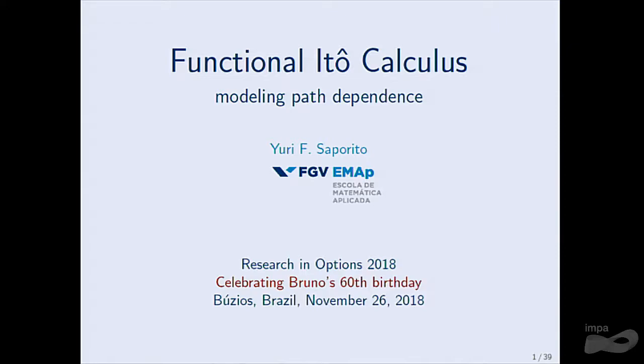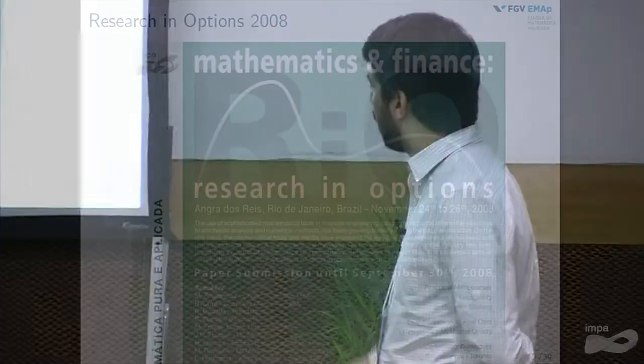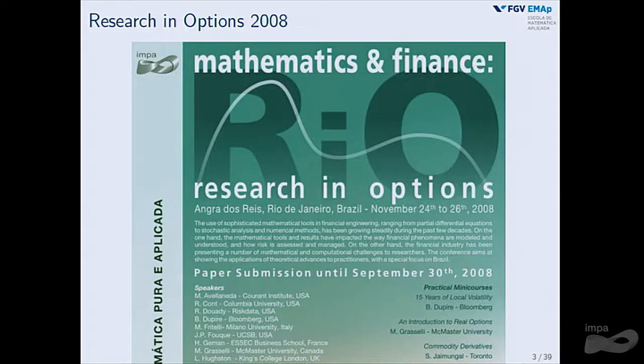I think in Brazil, at least, the first time Bruno spoke about this was in Rio in 2008. The first time I attended the Researching Options Conference was in 2007. I had just learned the usual Itô calculus. I was in the first year of my master's, and seeing the functional Itô calculus, here is the abstract that Bruno submitted. It was quite amazing.